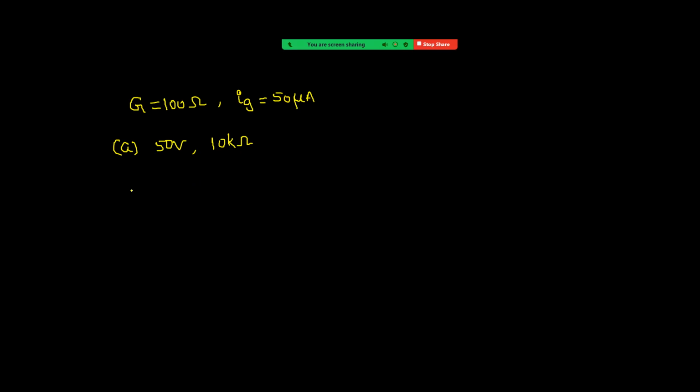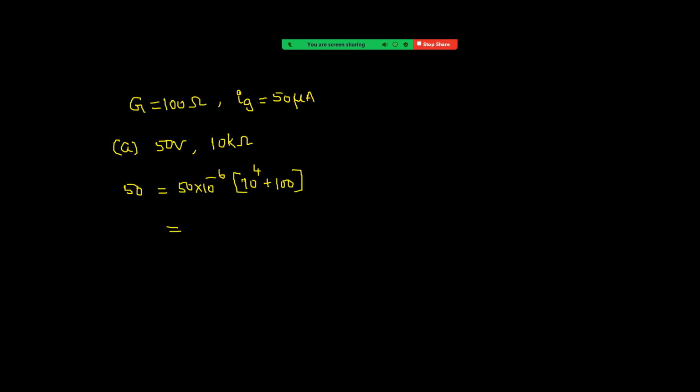So directly, what we can do here: V equal to current 50 micro, 10 power minus 6, into R plus G. The R value we have to find out, right? R value is 10 kilo, which means 10 into 10 power 3, 10 power 4, plus 100. So I think we can neglect this 100 when compared to 10 power 4. Check it once, is it matching or not?